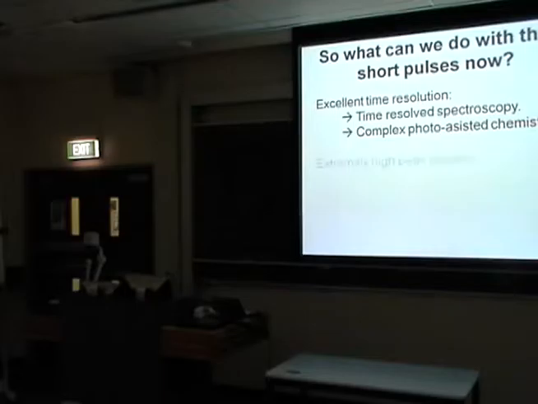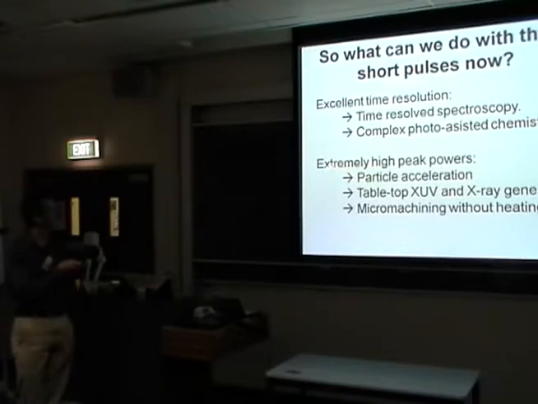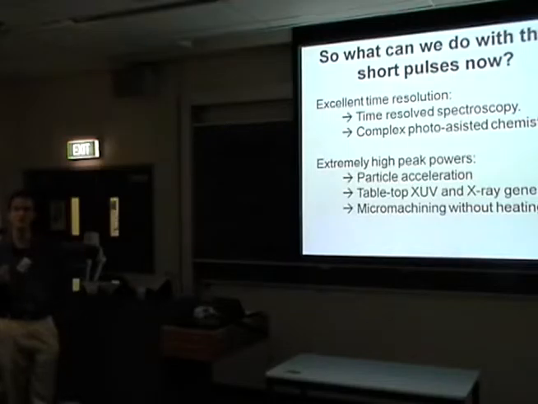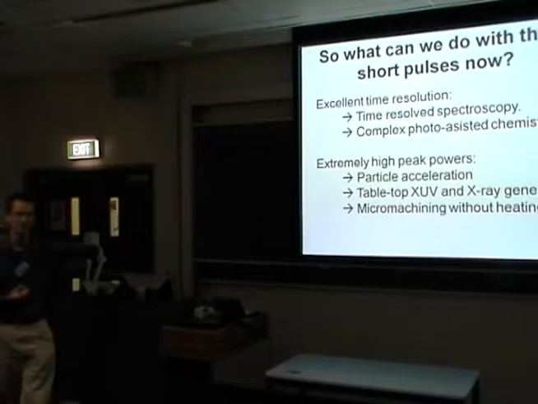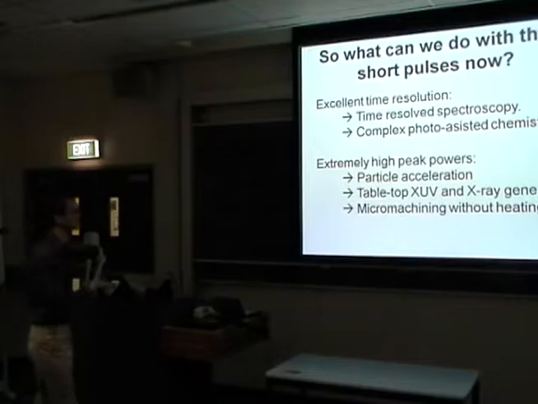you can, of course, do time-resolved spectroscopy or also complex photoassisted chemistry, which I will have no time to talk about. But another thing, which you already kind of pointed out, having a short pulse, even at low power, gives you insanely high peak powers. And actually, with about two optical cycles, you can build a system that has a peak power about 1,000 times higher than the world nuclear power production. So I'm talking large numbers here. I'll show you how to do it.